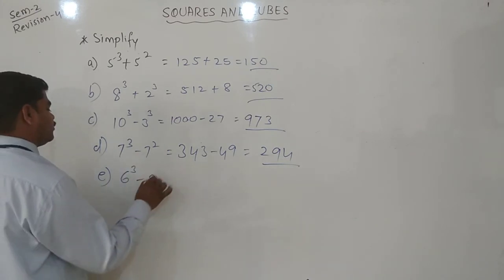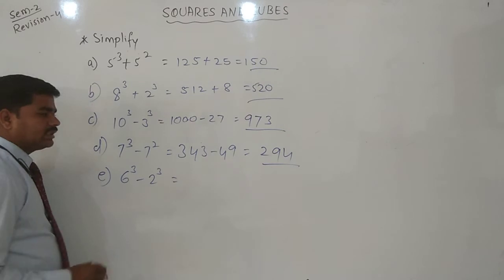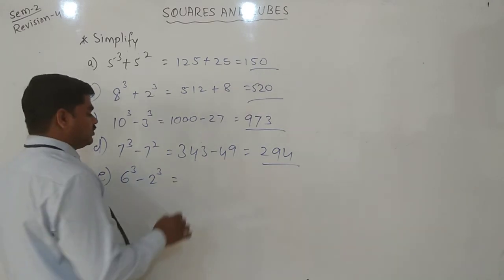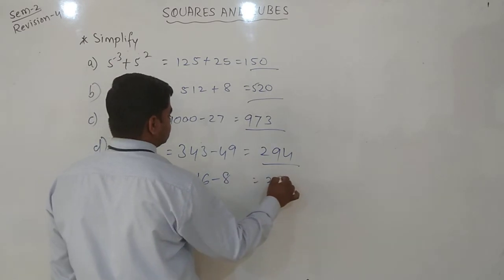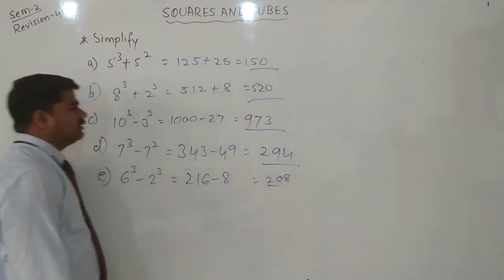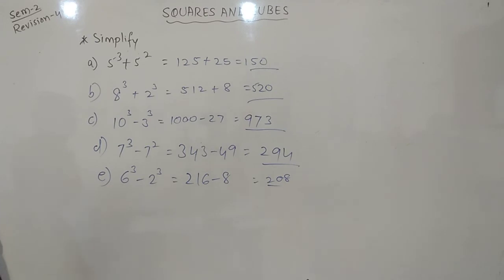6 cube minus 2 cube. 6 cube is 216, minus 8, 208 we can write. Simple. Yes, write down these also.